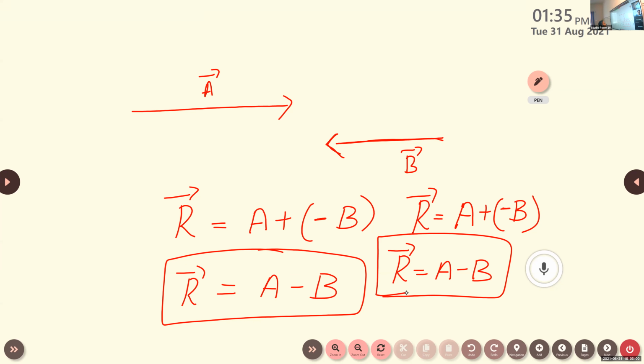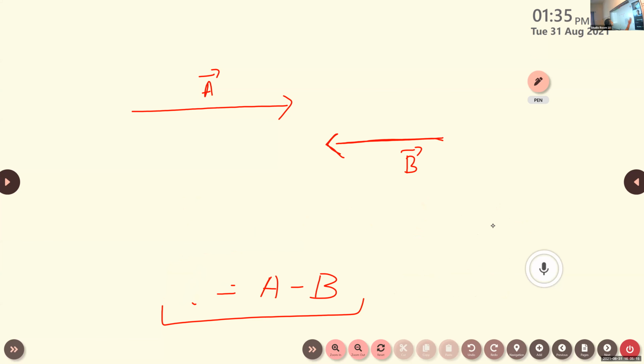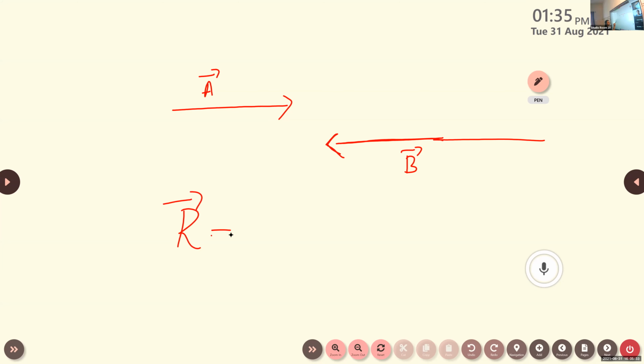Is there any doubt? Ma'am, yes, can it be B minus A? Yes, it can be B minus A whenever the vector B is greater than vector A. So from this figure, can you say which vector is larger? Is it vector A or vector B? A. It is vector A. Suppose if vector B is large as compared to vector A, then the resultant vector becomes R is equal to vector B minus vector A. Okay, ma'am. Thank you.